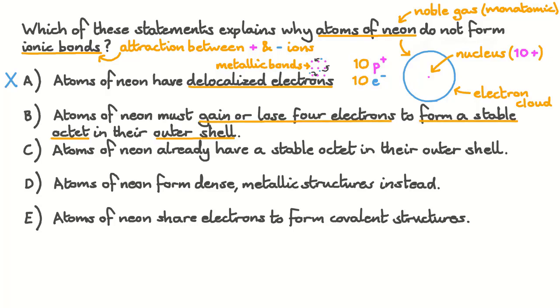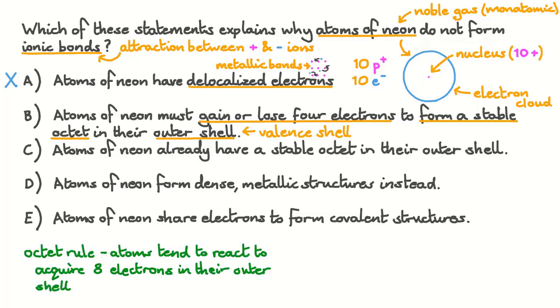The next statement says that atoms of neon must gain or lose 4 electrons to form a stable octet in their outer shell. The outer shell is sometimes also known as the valence shell. The word octet in this statement should hint towards the octet rule, which tells us that atoms tend to react to acquire 8 electrons in their outer shell.